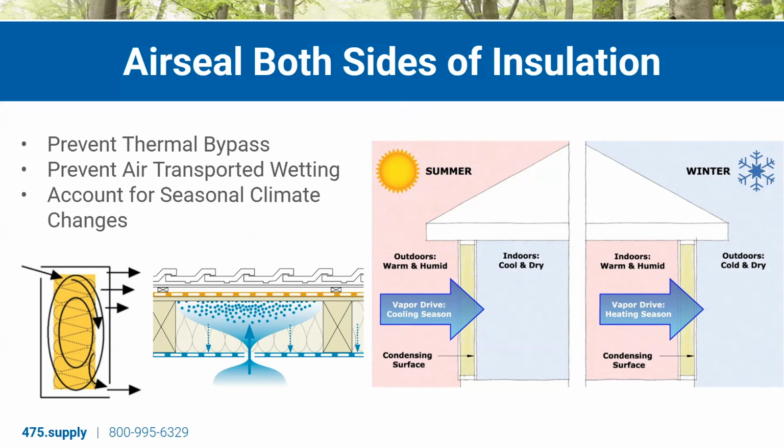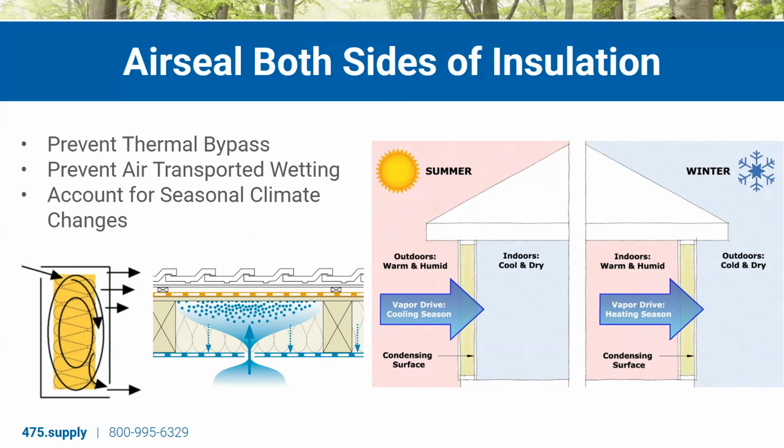And then in our more northern climates, I'm saying humid, my apologies, I mean warm, warm and humid. And then in our more northern climates, we want to be as vapor open on the exterior as possible. And then we're utilizing this vapor variable membrane on the interior. But just making it airtight on both sides will help prevent any thermal bypass.